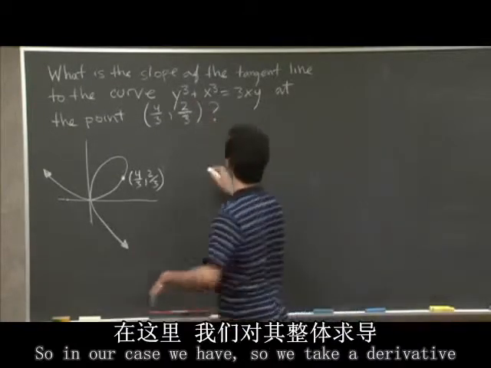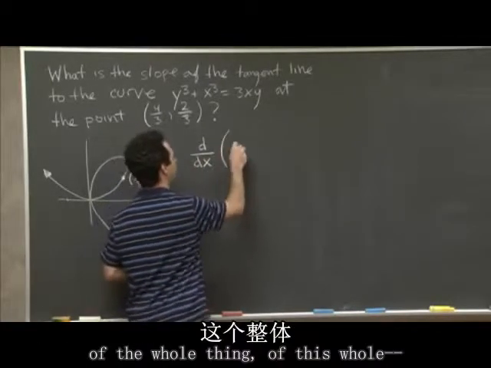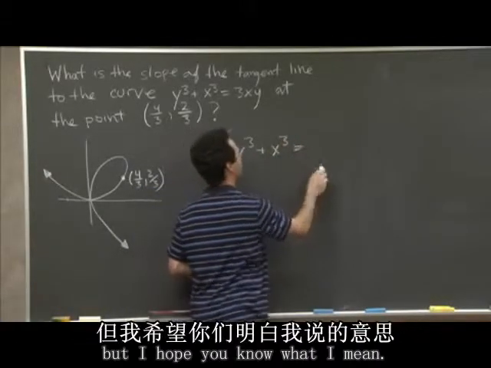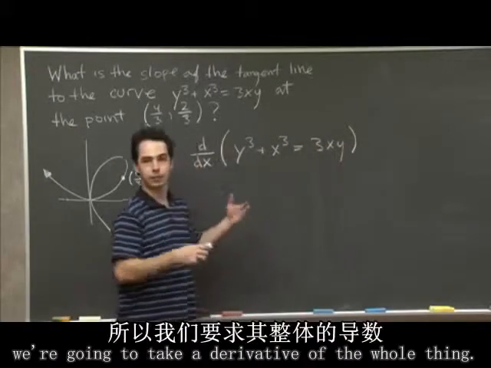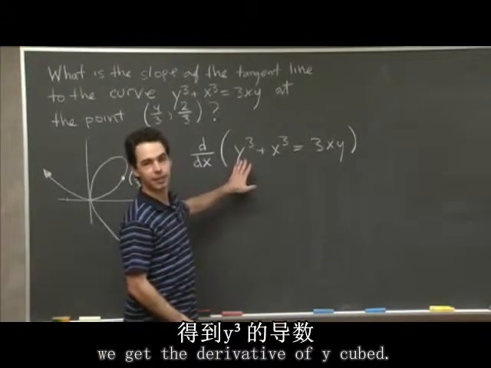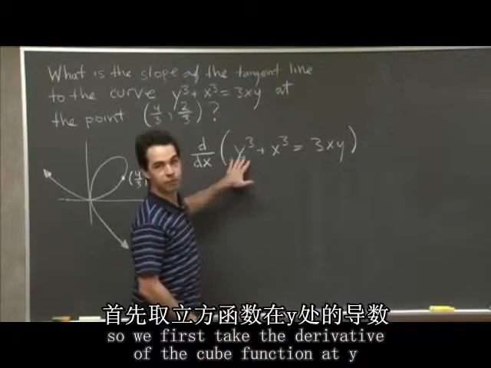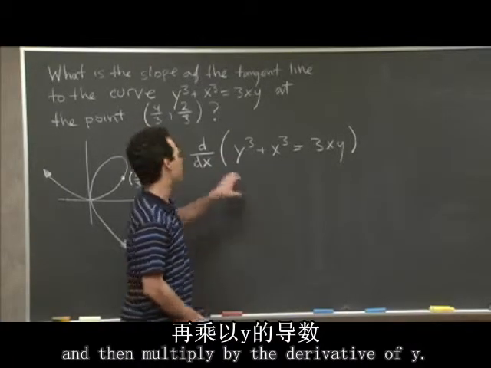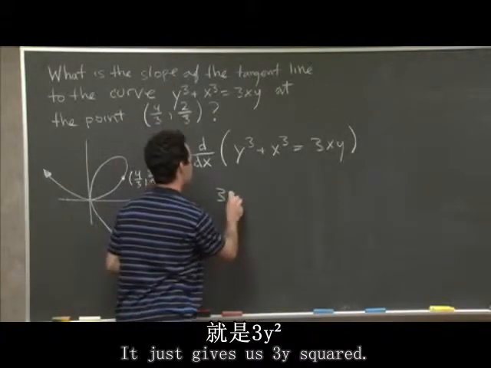So in our case, we take a derivative of the whole thing. This is a little sloppy notation, but I hope you know what I mean. We have this identity, and so we're going to take a derivative of the whole thing. And so the first part on the left, we get the derivative of y cubed. By the chain rule, we first take the derivative of the cube function at y, and then multiply by the derivative of y. So this is the derivative of y cubed. It just gives us 3y squared.